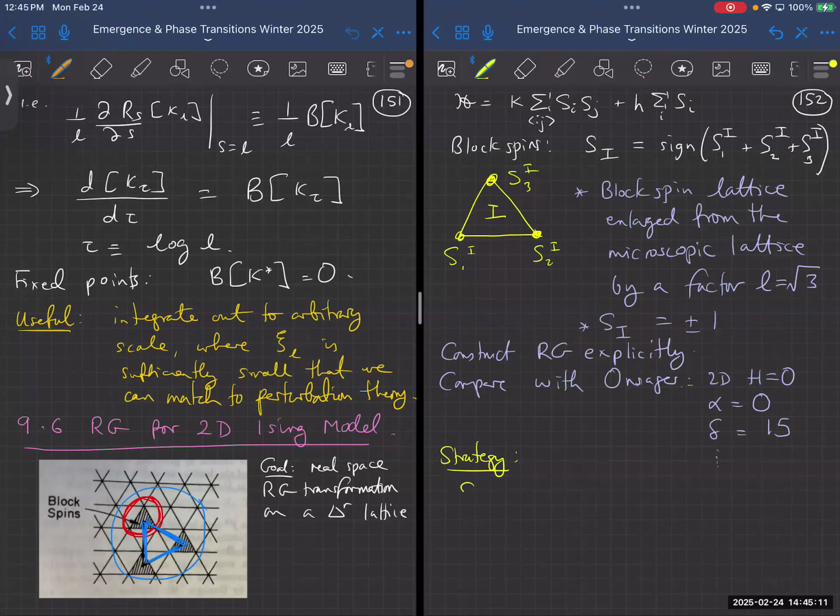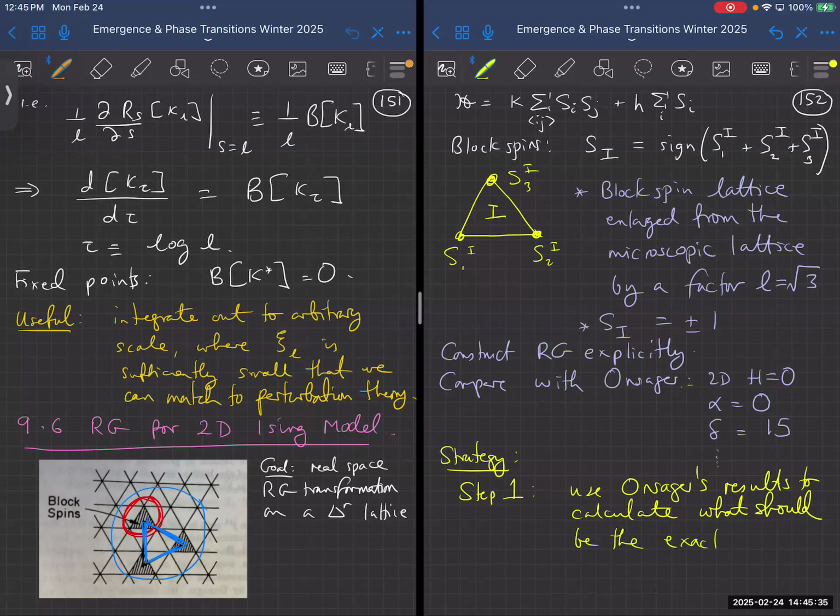So step 1, we're going to use Onsager's formula to calculate what should be the exact renormalization group eigenvalues. So we're not going to compute the critical exponents themselves. What we're going to do is meet in the middle. So we have RG on one side, and we have the exact solution on the other.